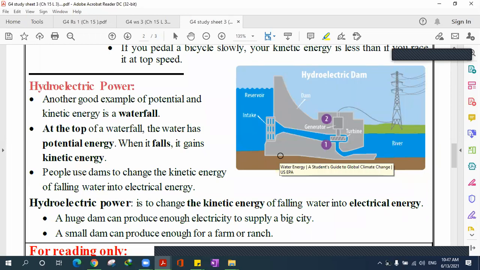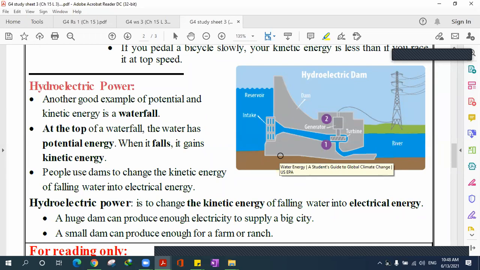For example, in hydroelectric energy, the moving of the water, or the energy of motion of the water, the kinetic energy of the water, will change into electricity, right? So here we have a mix between potential and kinetic. Where is the potential energy here? When the water is behind the dam, it's not moving yet. In this case, it has potential energy, right?